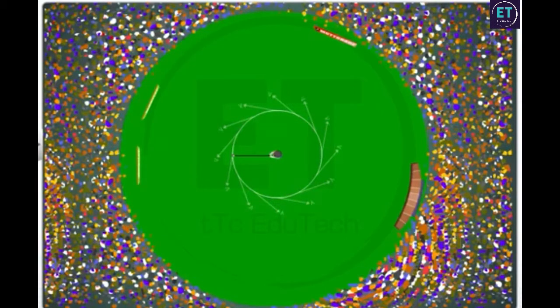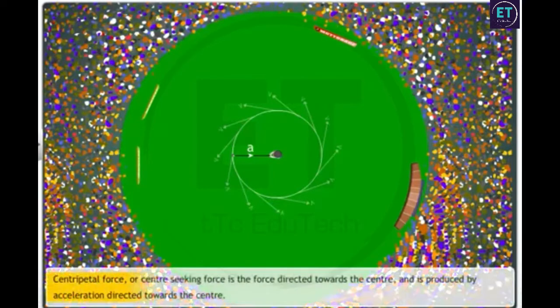This change in velocity produces acceleration on the hammer. This acceleration is directed towards the center of its circular path. Acceleration directed towards the center results in a force directed towards the center. This force is called the centripetal force, which means a center-seeking force.